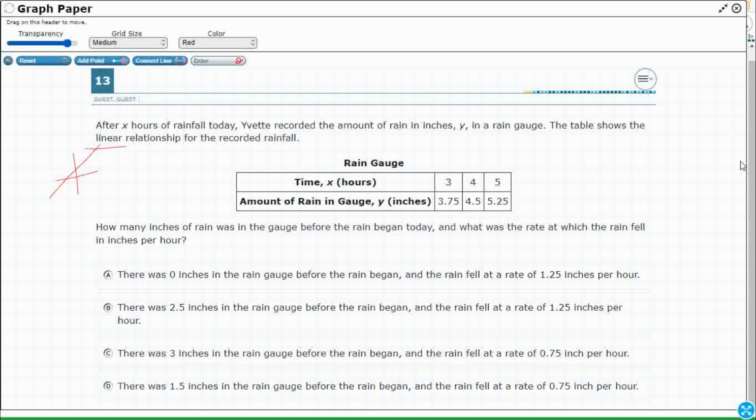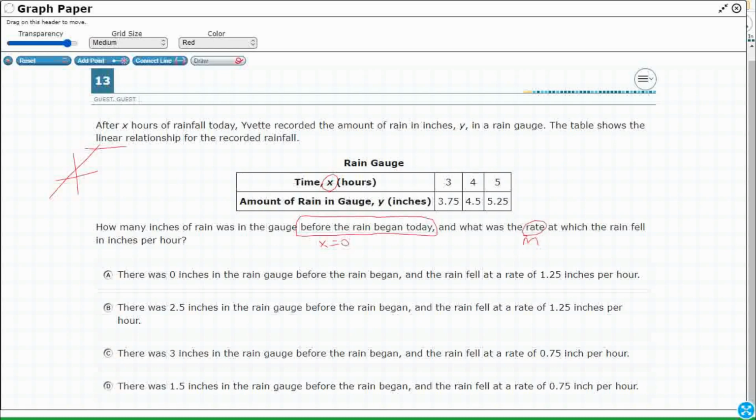So we're looking at how many inches of rain was in the gauge before the rain began today, and what is the rate at which it fell. So before the rain began today, time is going to be our x. So what if x equals 0? Well, if x equals 0, then y is going to be your y-intercept. What is the rate at which the rain fell? Unless it starts at the origin, unless there's 0 in the rain gauge, but it looks like there might be some in the rain gauge. And then what is the rate? That's going to be our m. So that's what it's asking for.